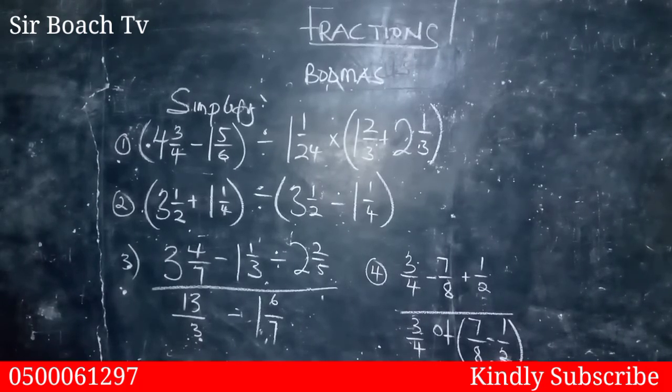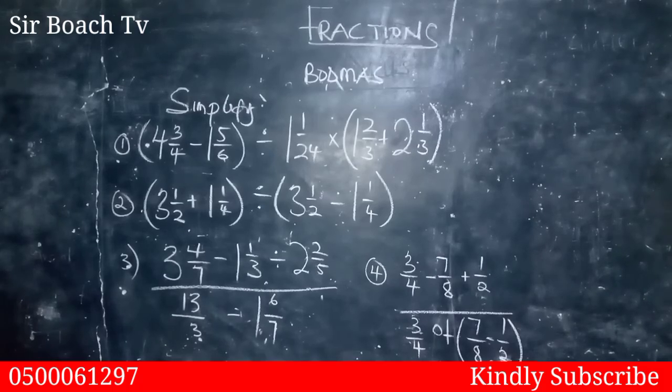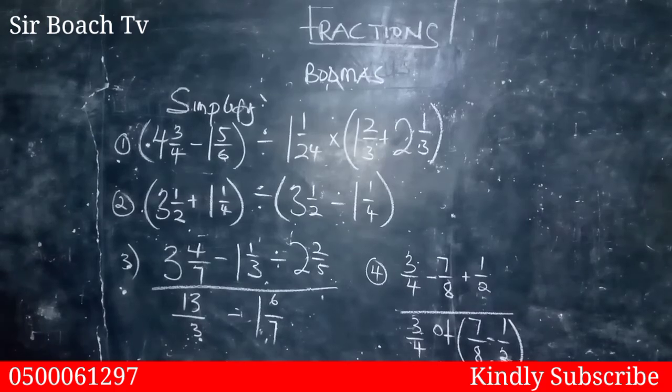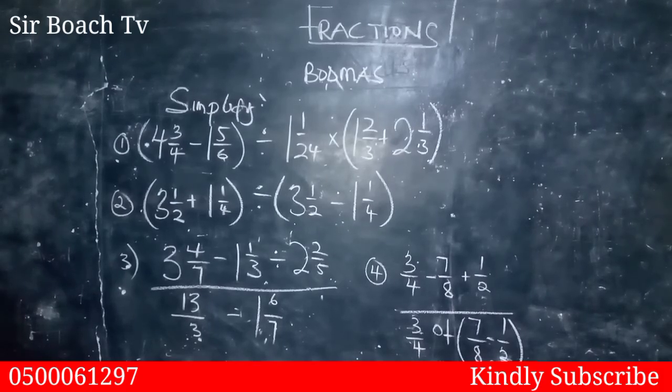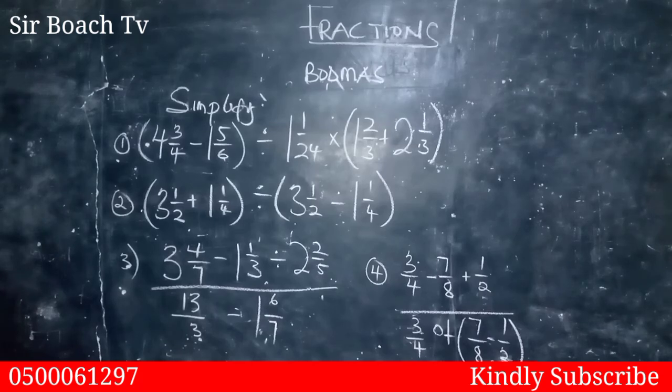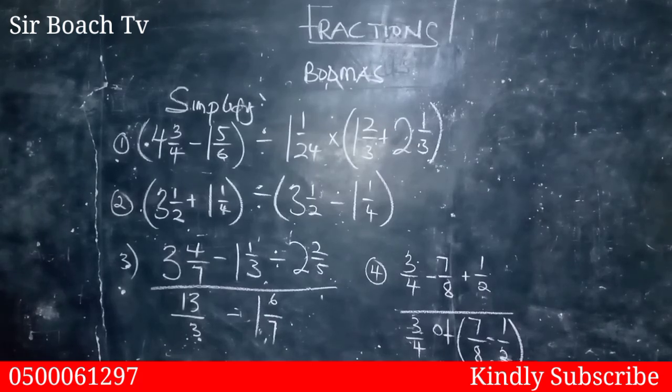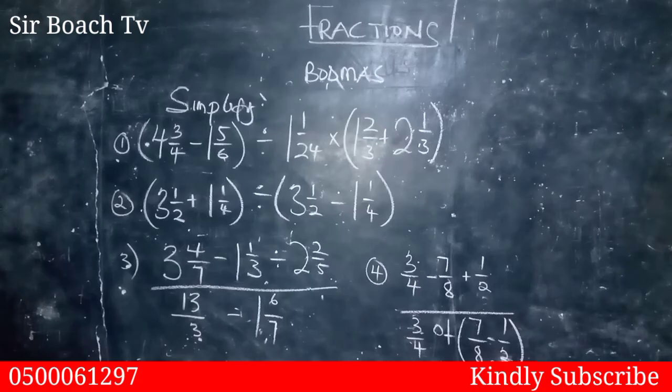We have 3 over 4 minus 7 over 8 plus 1 over 2, all on 3 over 4 off bracket open 7 over 8 minus 1 over 2. This one is the same as question 3. As I said, you can decide to continue from the numerator, the 1 over 2, you divide it by, then you continue over there, then you solve it, you get the same answer. So I want you to solve them.